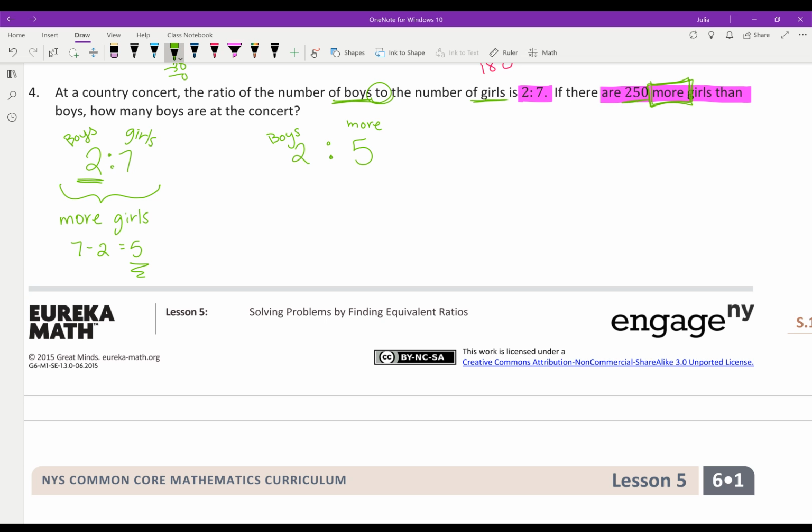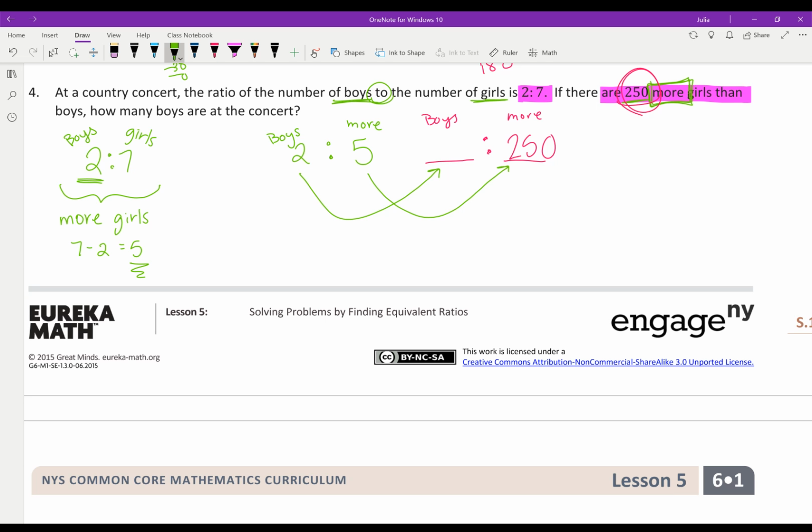So now that I have this, I'm just going to create my equivalent ratio of still boys to more. But now my more is going to be my 250 that's given in my second part of the problem. So now I just need to figure out how many boys there are. So whatever I multiply by my 5 to get 250, I also have to multiply by my 2 to get my amount of boys.